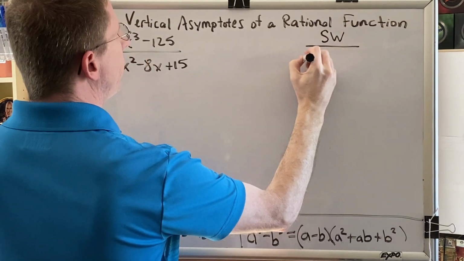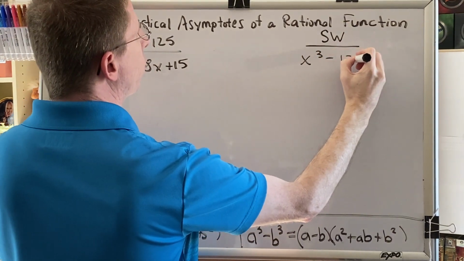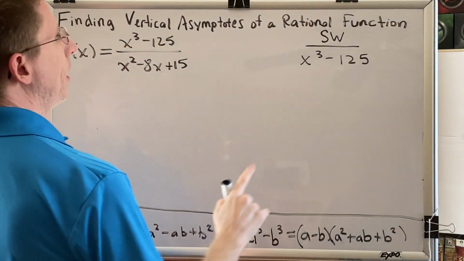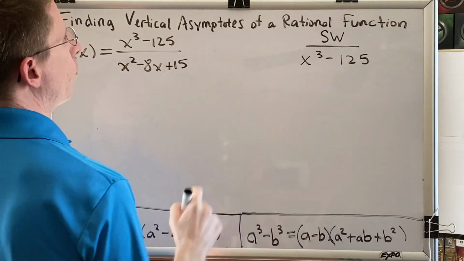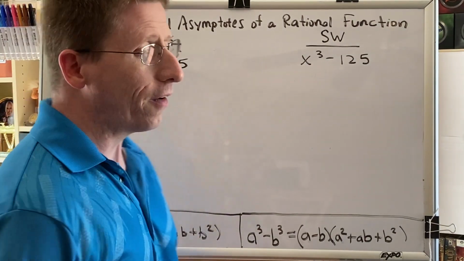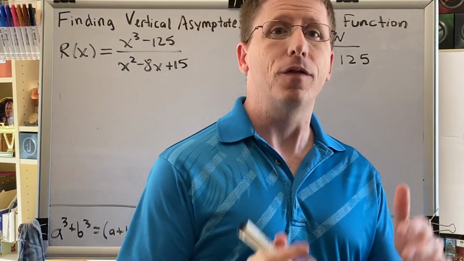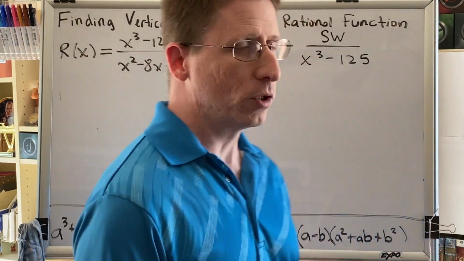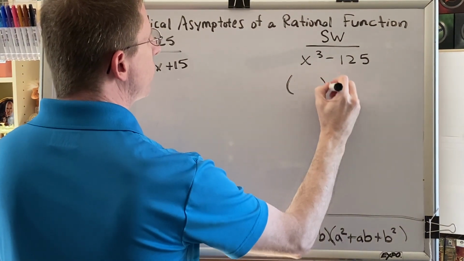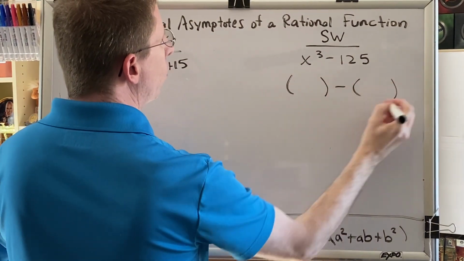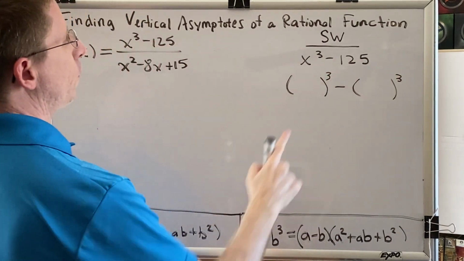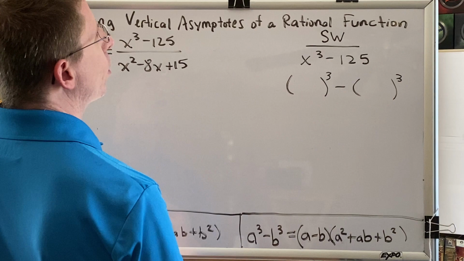Our numerator is x cubed minus 125. All right, so this is a difference of cubes. Our big hint is that we've got an exponent of 3 here. In addition, 125 is the result when you multiply 5 times 5 times 5. In other words, when you cube 5. So this can be written in difference of cubes form, where it's something cubed minus something cubed. We just have to figure out what are the things that we are cubing.